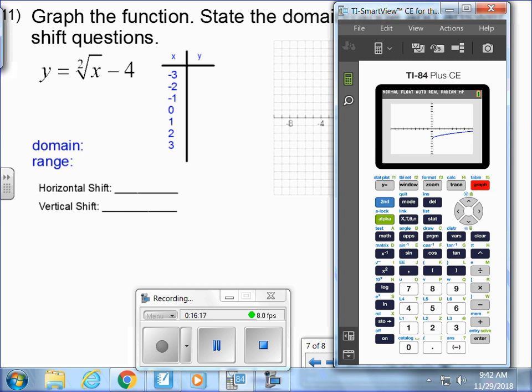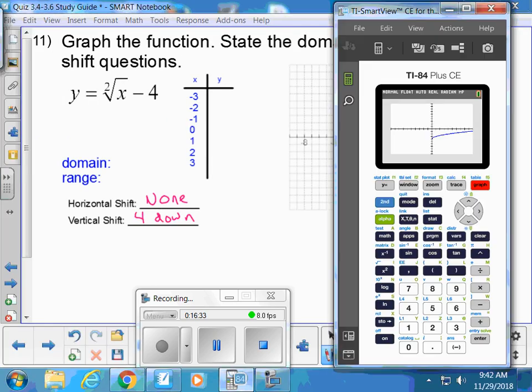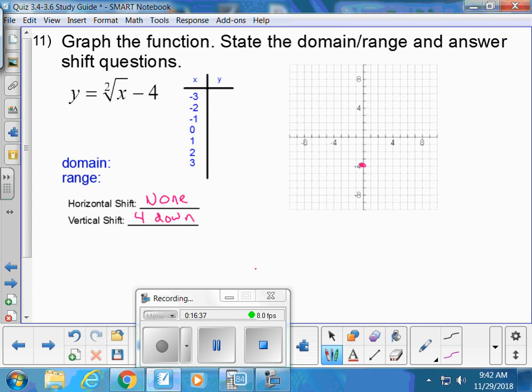So it's definitely a square root graph, and that negative 4 at the end was our vertical shift. So we can go ahead and fill that out. It's a 4 downshift, and there is no horizontal shift. So we can put none. That horizontal shift number would be in the radical. We don't have one of those numbers in the radical. Let me get it drawn on my paper. And it comes up like so.